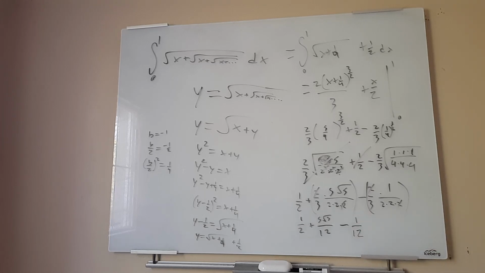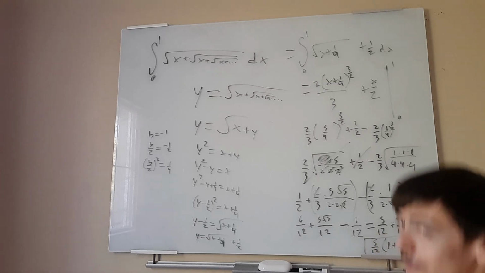Simplifying this a little bit more now, 1/2 and minus 1/12. So let's get a common denominator of 12. So 1/2 is the same as 6 over 12. So 6 over 12 minus 1 over 12 is going to equal 5 over 12. And don't forget we have this plus 5 root 5 over 12. And so now we can actually factor out 5 over 12. So our final answer will be 5 over 12 times the quantity 1 plus root 5.